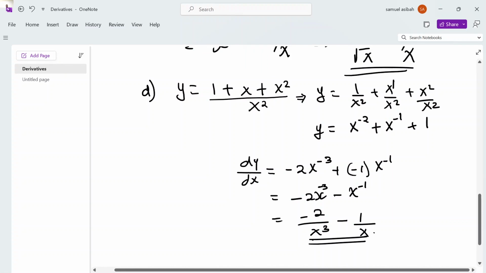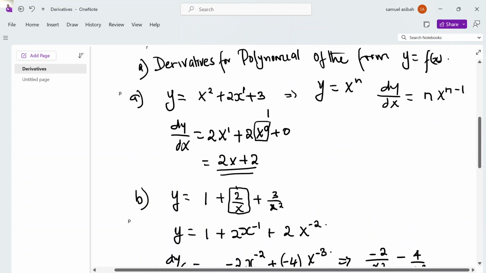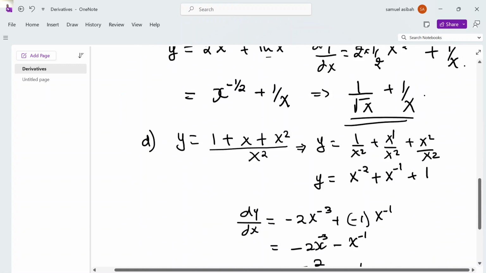So these 4 questions, I believe they have given you some knowledge on how to handle derivatives of different polynomial functions using different ways of rewriting. See, rewriting the functions, I think that is the best thing that we have learned in this particular area. Now, let's move to the second one.